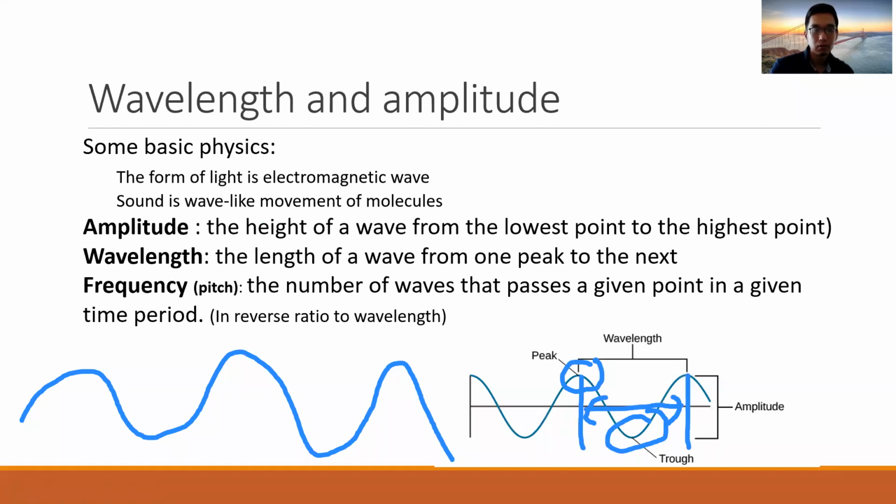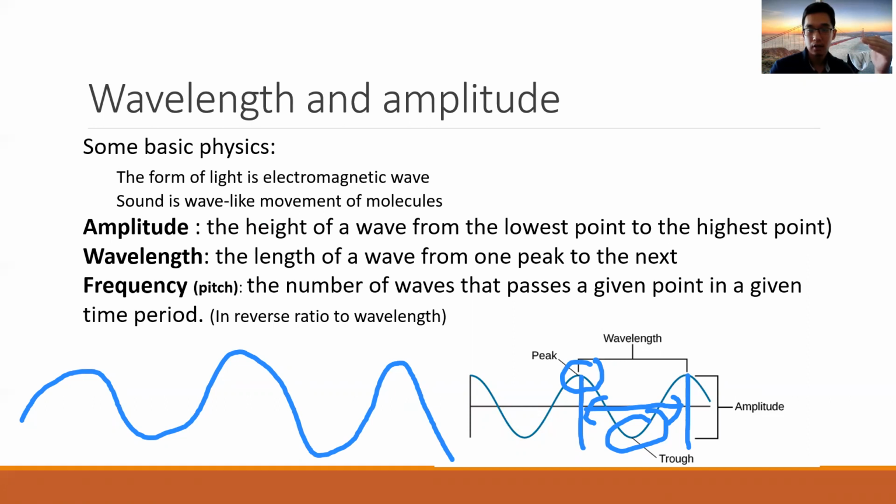So actually for light, you see some light is very, very bright, for example, sunlight. So it means that the amplitude of the light is higher.